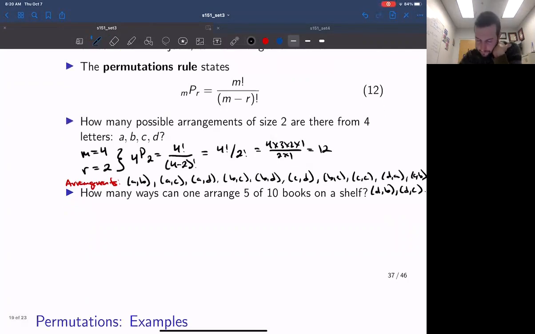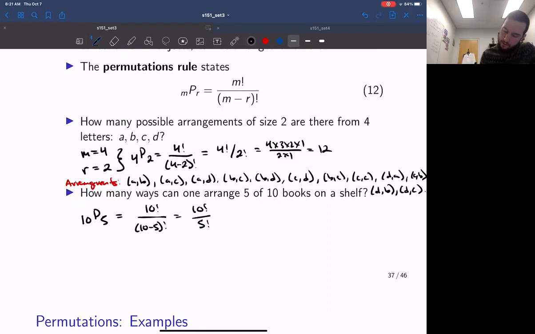In the second example, it says, how many ways can one arrange 5 out of 10 books on a shelf? Okay, so here we would have 10P5, which is going to be 10 factorial over 10 minus 5 factorial. So this is going to be 10 factorial over 5 factorial. So after cancellation it is going to look like this. Okay, so then we have 90, 720, 720 times 7 is 5040, 5040 times 6 is 30,240.